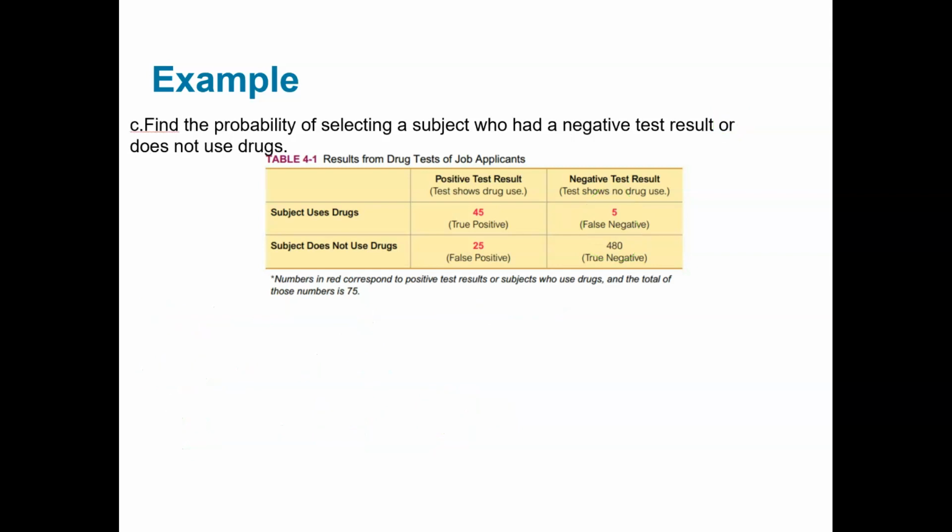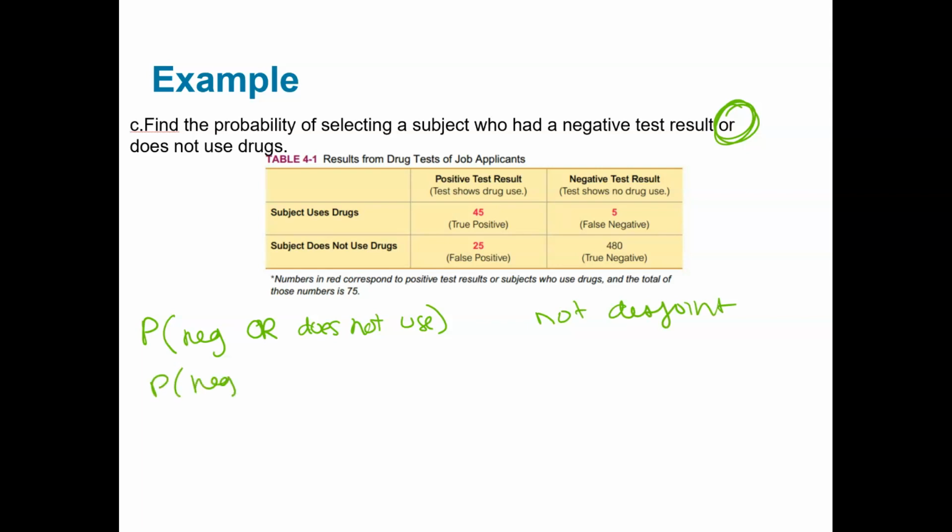All right, this last one here. Find the probability of selecting a subject who had a negative test result or does not use drugs. So we've got probability of someone who is negative or does not use. So first we need to find out, can there be overlap? Can someone be negative and not use? Yeah. So these are not disjoint. There is overlap. So we've got to do the probability of a negative plus the probability of does not use minus the probability of they're negative and they don't use.